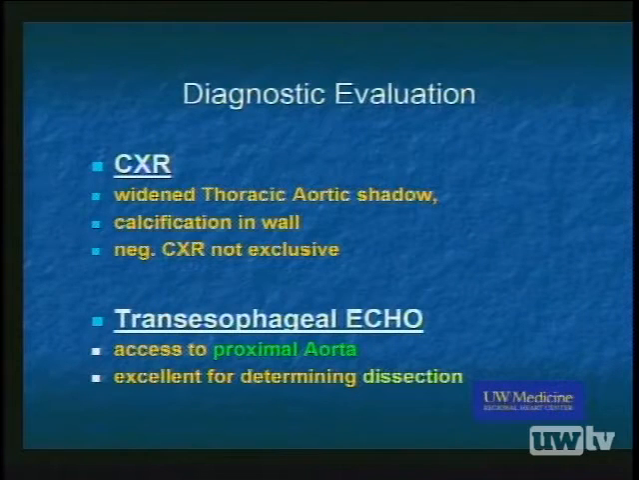The diagnostic evaluation starts simply and becomes more complex and more invasive. Typically, patients are first reviewed when a chest X-ray abnormality has been discovered, and that is often a widened thoracic aortic shadow or at times calcification within the aortic wall is appreciated. However, a negative chest X-ray does not mean that these patients don't have aortic pathology. Transesophageal echocardiography allows excellent access to the proximal aorta. However, its utility in assessing the aortic arch and more distal aorta is quite limited. It is also excellent for determining whether or not a dissection flap is present within the aorta.